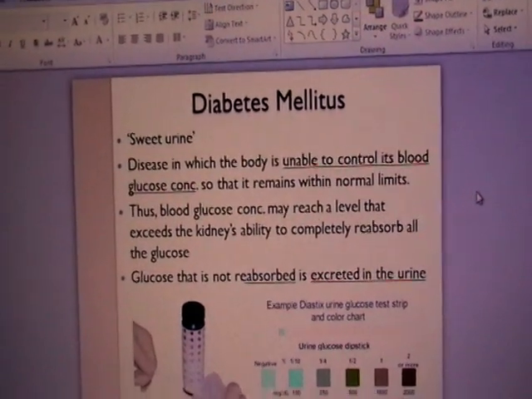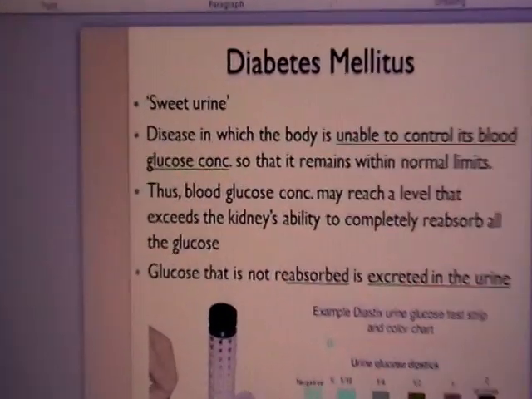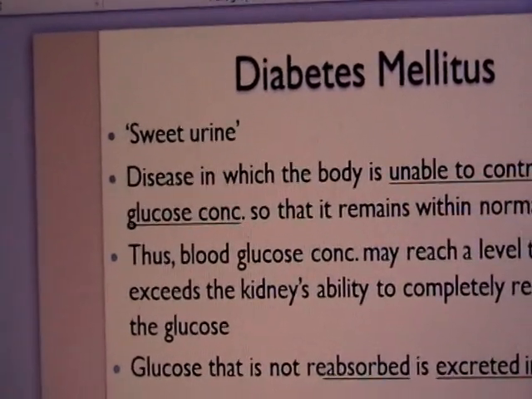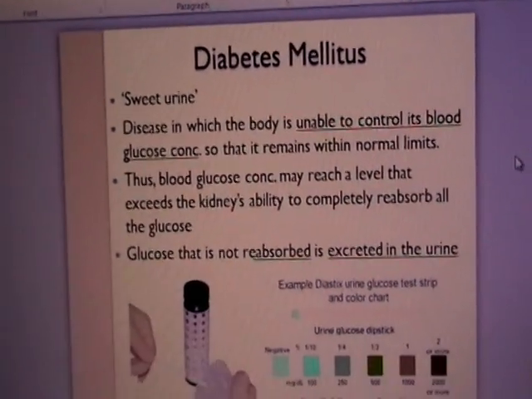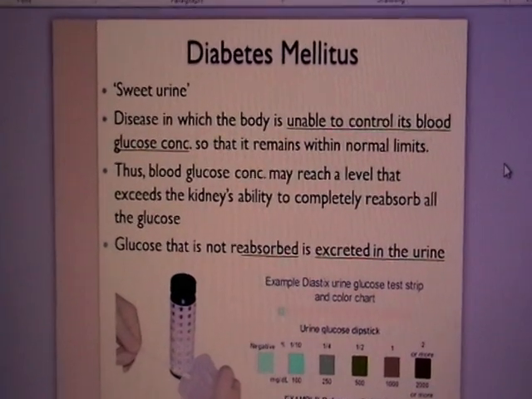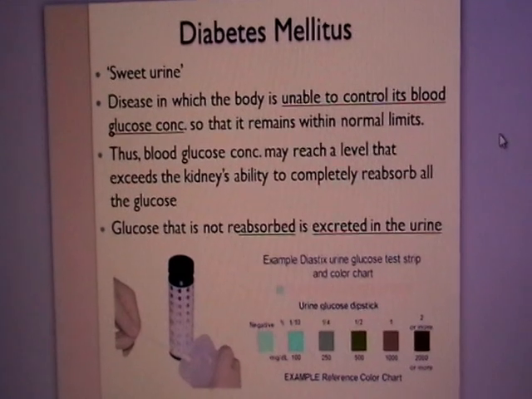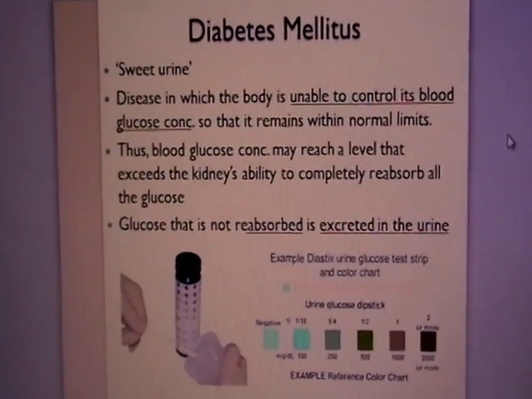Diabetes mellitus is more commonly known as sweet urine, or in Mandarin we can call it 糖尿. So why is this the case? Diabetes mellitus is given this common name due to the presence of glucose found in the urine.